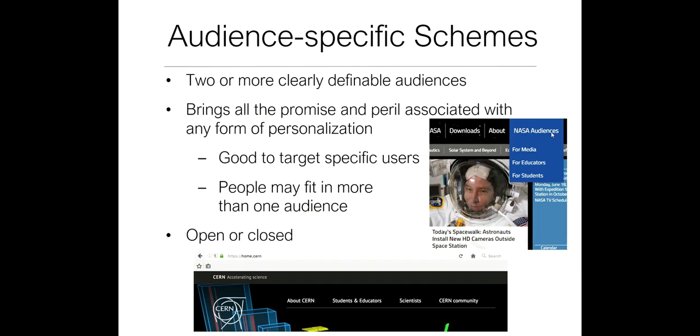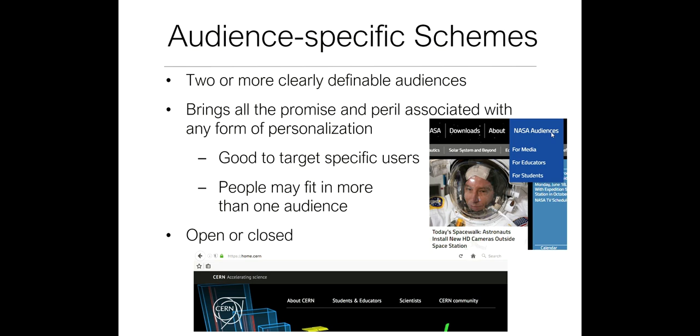There are also audience-specific schemes where there may be two or more clearly defined audiences. This brings all of the promise and peril associated with any form of personalization. It's good for targeting specific users, but you also have to realize that people may fit into more than one type of audience. So on the NASA website, they're upfront about it. If you want information for media, okay, we have a whole section on that. For educators, all right, there's another whole section on that. And then for students, hey, again, there's information that is specifically geared towards that particular audience.